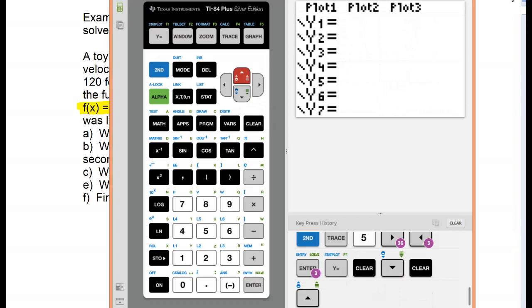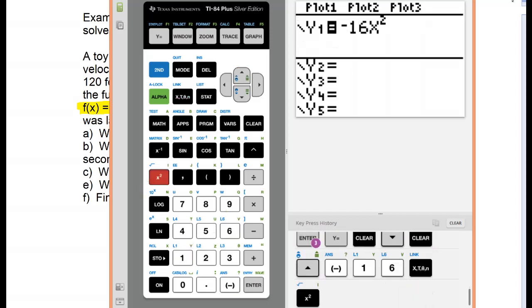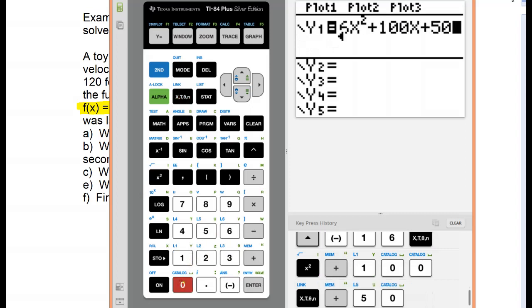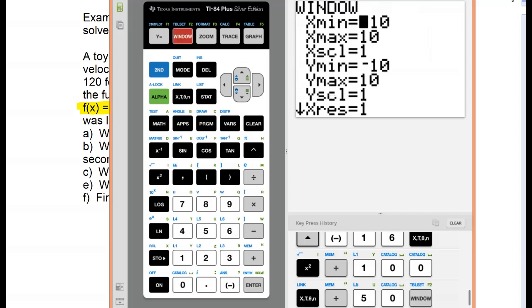So in y1, I'm going to go ahead and graph my function. So I'm going to graph negative 16 x squared plus 100 x plus 50. All right, now I do know I need to adjust my window because I start at 50. I know I need to go past 50. So I'm going to go to my window and I'm going to kind of guess.